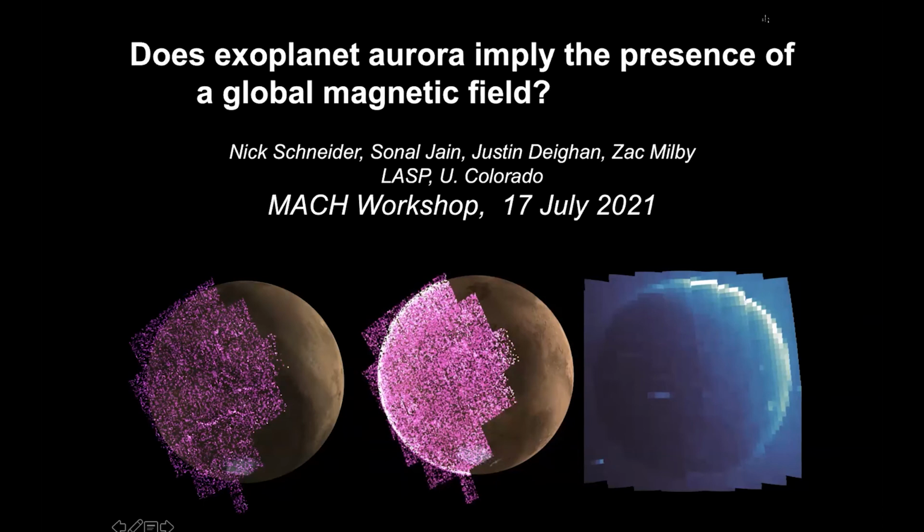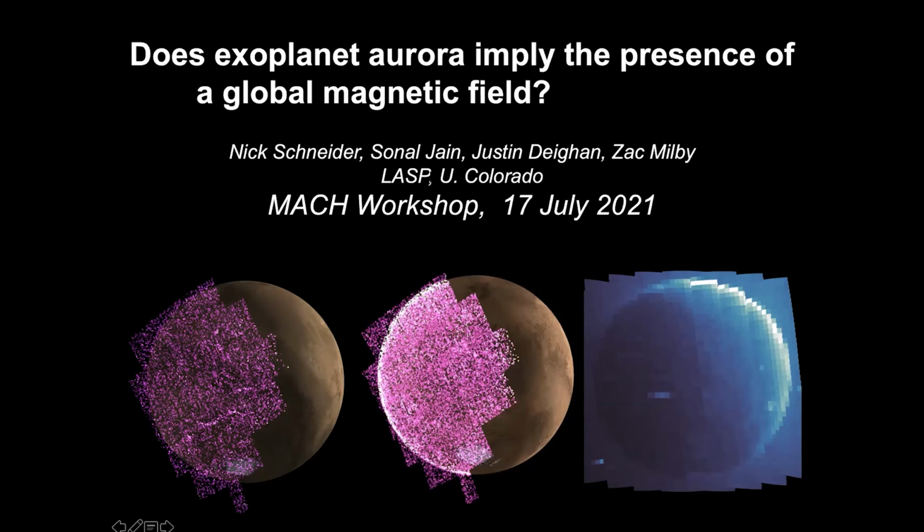What you're seeing on the screen here is actually 3 different forms of aurora on Mars, some of which are probably not known to all the members of this workshop. And that'll be what I'm using as a case study for exoplanet aurora.